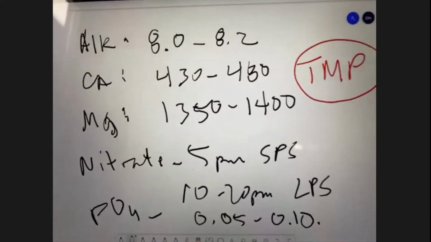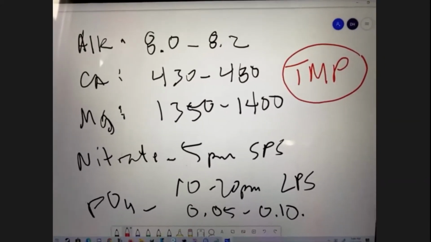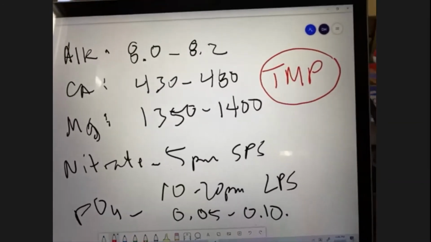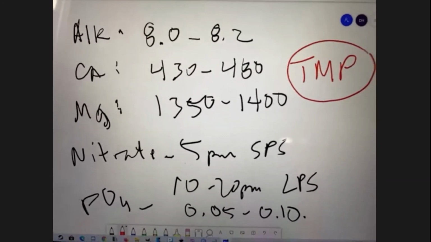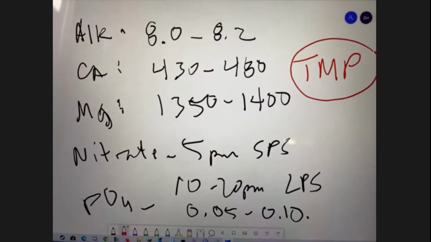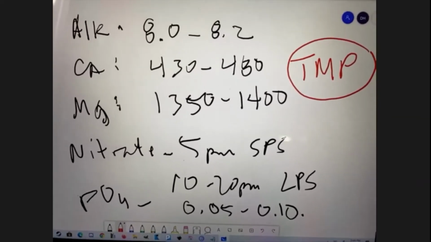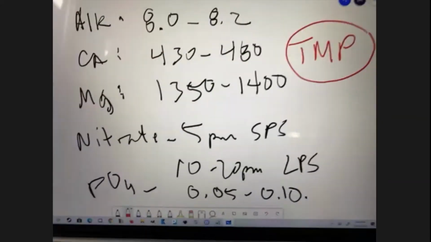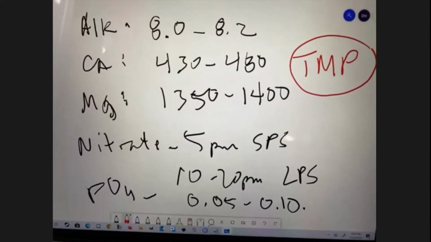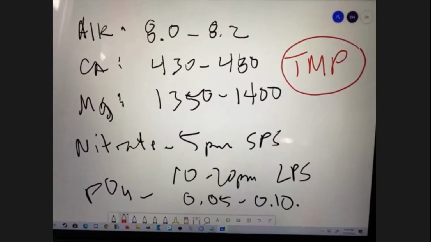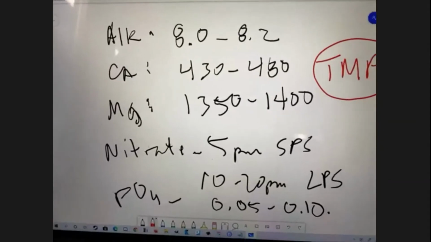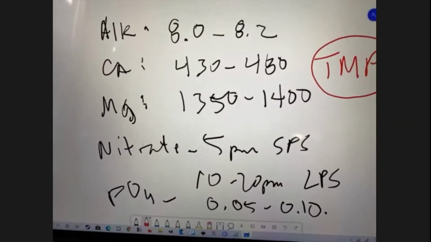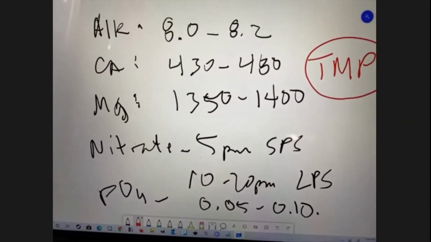Okay, so again, a drop of one dKH is not going to kill your coral. Dropping calcium, it's not going to kill your coral. Dropping mag, it's not going to kill your coral. Dropping nitrate and phosphate, it's not going to kill your coral unless you stay at 0 for a while. So the reason I use this salt right here is because this is the parameter that I felt my coral does the best. And so I could do a massive water change.